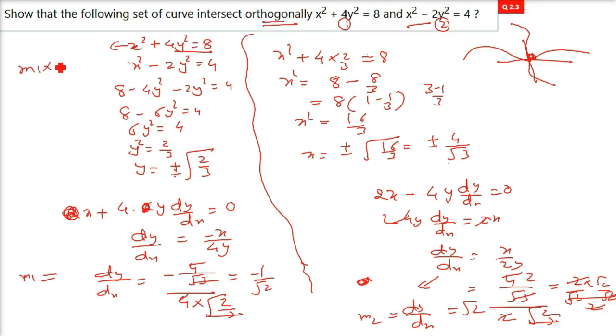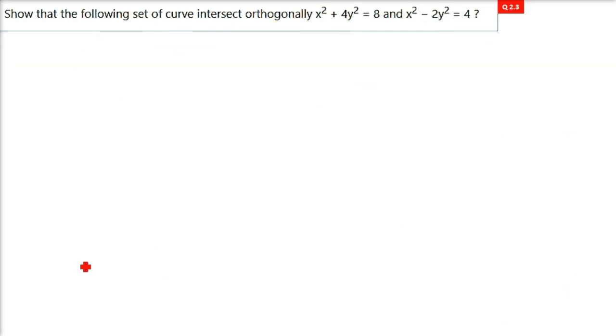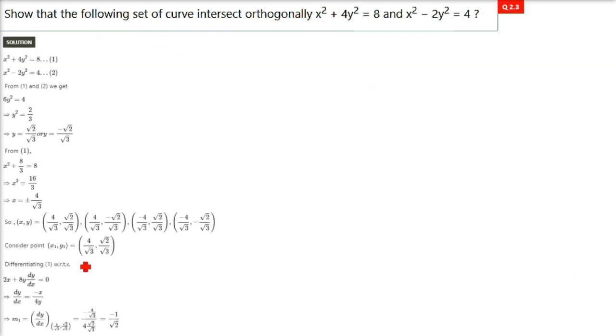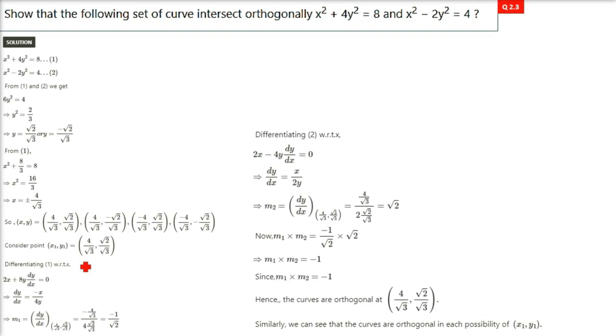If you get minus 1, then these 2 curves intersect orthogonally. That is, the tangents to these curves at this point of intersection will give you 90 degrees. This is only possible when the multiplication of the slopes is equal to minus 1. So that's what we are going to attempt. So minus 1 by root 2 multiplied by root 2, which is m1 into m2, will give you, fortunately, minus 1, which is the orthogonality condition of 2 lines. Let me show you the reference answer, because this is what you have to follow. So if you want to do it by yourself, you have to write all of these.